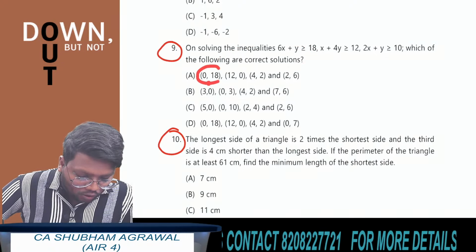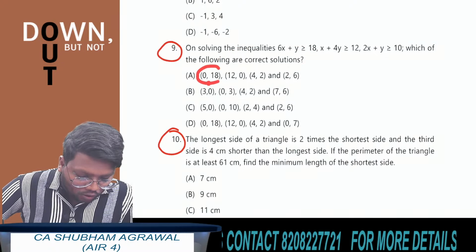So here we are getting it equals to 18. Now, what is the value of x plus 4y? If you are putting the value of x as 0 and y as 18. So 0 plus 4 multiplied by 18, which is what? 72. And 72 is what? Greater than 12. So second inequality is also satisfied. What is the value of 2x plus y? If you are putting value of x as 0 and y is 18. So 2 multiplied by 0 plus 18. What you are getting? 18. 18 is greater than 10. So third inequality is also satisfied.